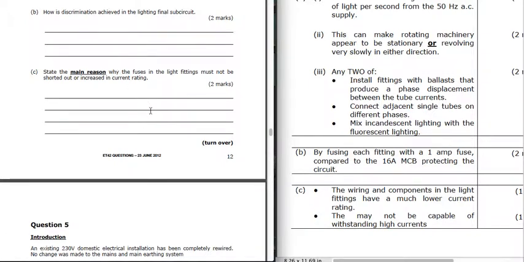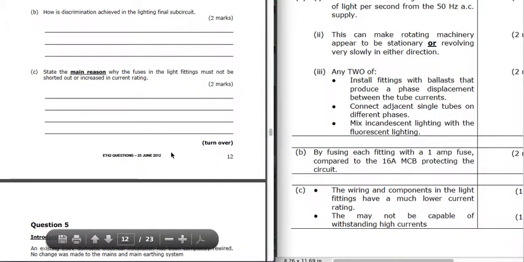Why mustn't the fuses in the light fitting be shorted out or increased in current rating? Well, it's probably that the wiring and the components are going to have a much lower current rating than that. So if we put, say, a 10 amp in there, and it allows 8 amps to flow, just for instance, then that wiring is not going to be able to handle it. It's not going to be able to withstand high currents that might flow. It needs that 1 amp protection.